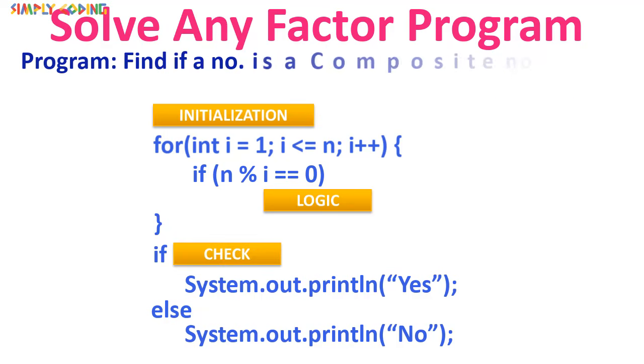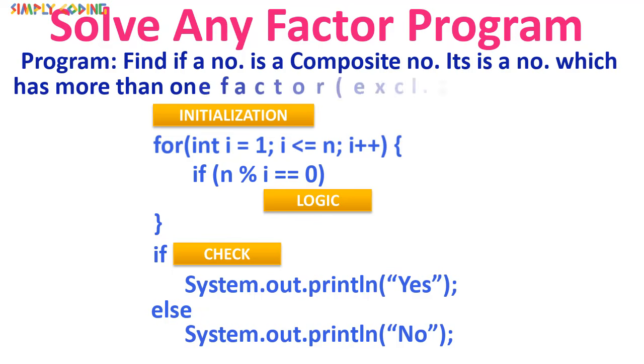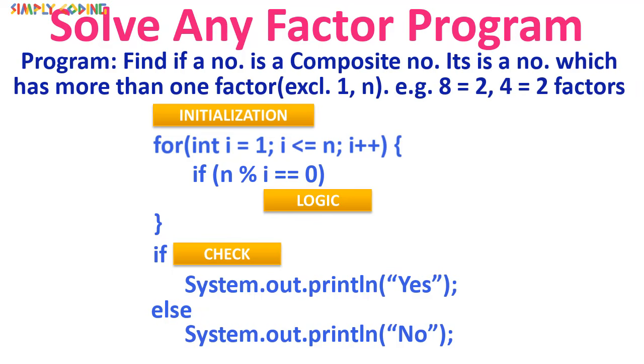Now let's solve another program for composite number. A composite number is a number which has more than one factor excluding 1 and the number itself.